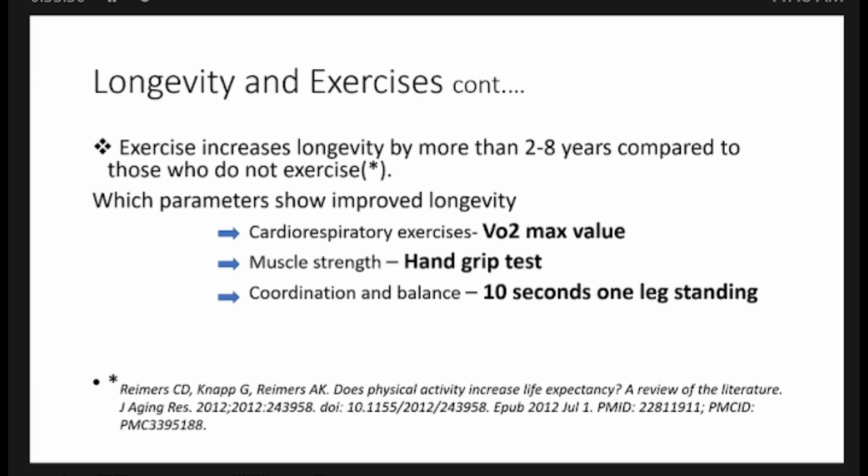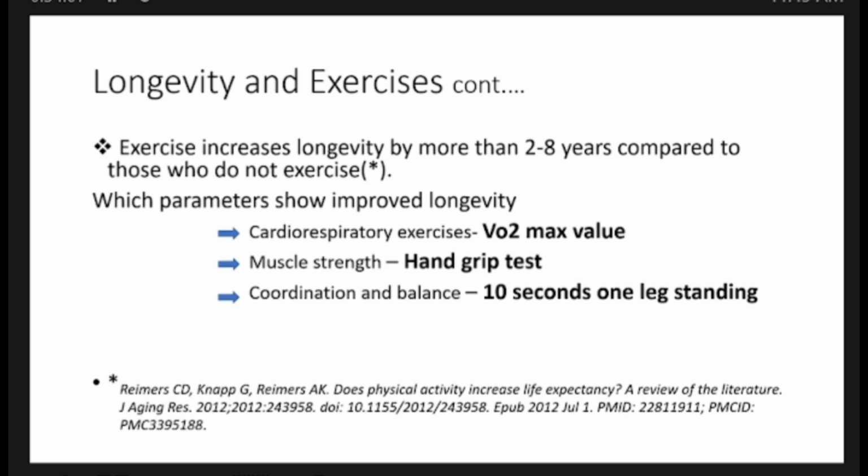This is a very interesting topic because it has been found that if somebody is physically active, their longevity increases by between 2 and 8 years compared to those who are not exercising. So how does this happen? We'll discuss it. The other important thing is what parameters we can use to check whether you are going to have a long life. And there are 3 components. I will talk about that in detail in my next slides.